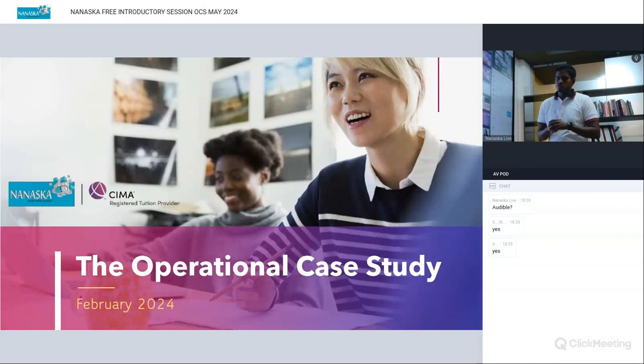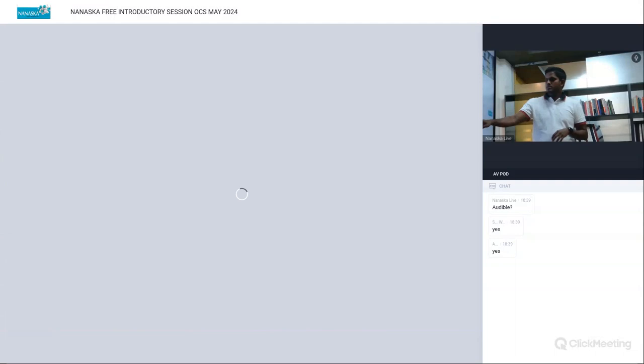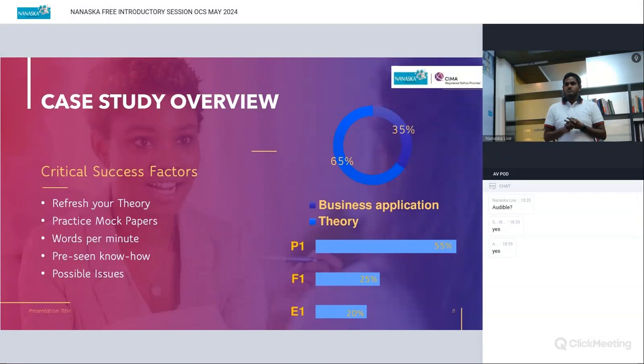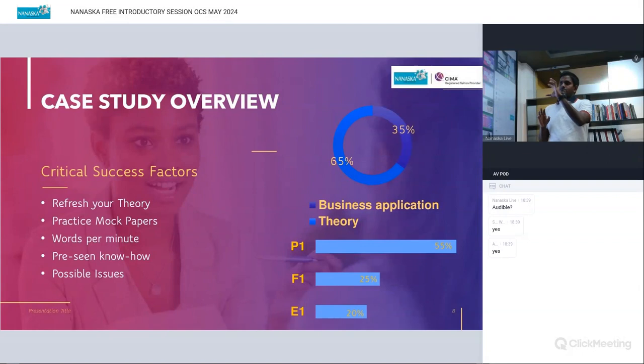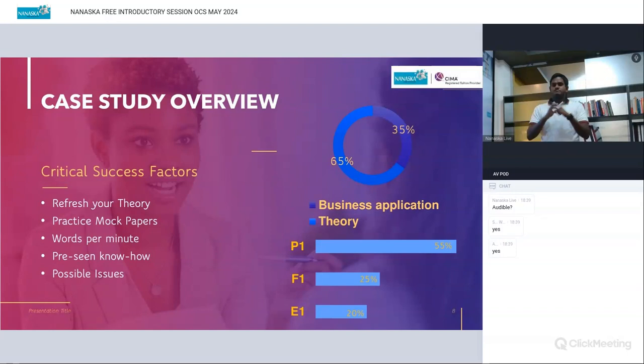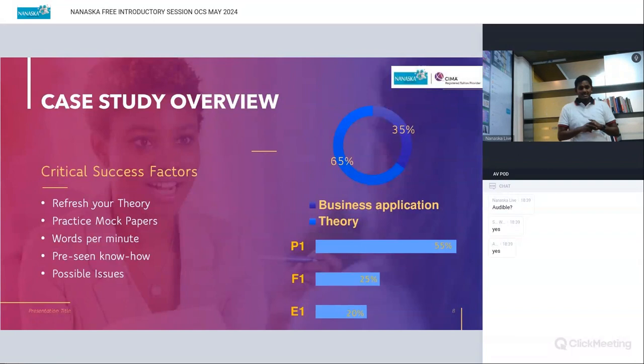Before I dive into how we take you through this course, let me give you a quick overview of the operational level case study. You see on the screen, I've broken up your operational case study into a 65-35 pie chart. So what is 65%? 65% is your theory. 35% is about the business applications that you've got to know, which you will develop over time when you attempt mock papers, when you attend the case study discussions, when you do the industry analysis, and when you do a few mock papers, you're going to slowly get into that.